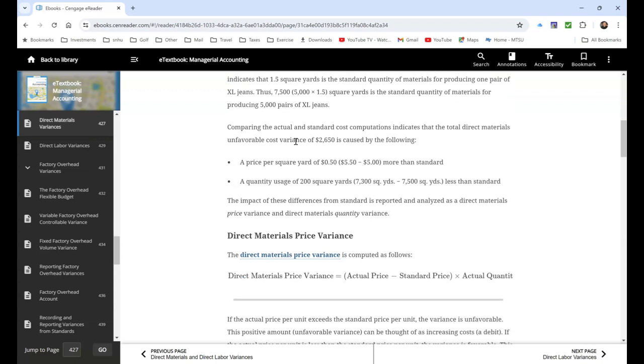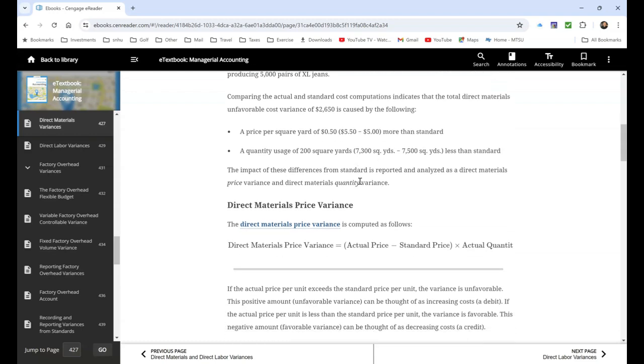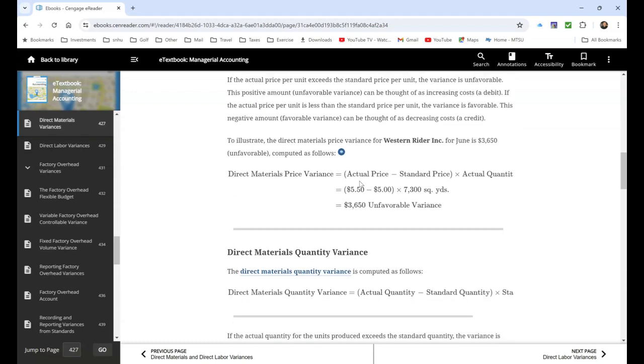And you can see here that the price per square yard was a difference of 50 cents. Quantity used was a favorable variance of 200 less square yards. Okay, so we could look to see that the materials variance was 3,650 unfavorable. So that's 50 cents times the amount that we used, 7,300. So that was an unfavorable variance of 3,650.